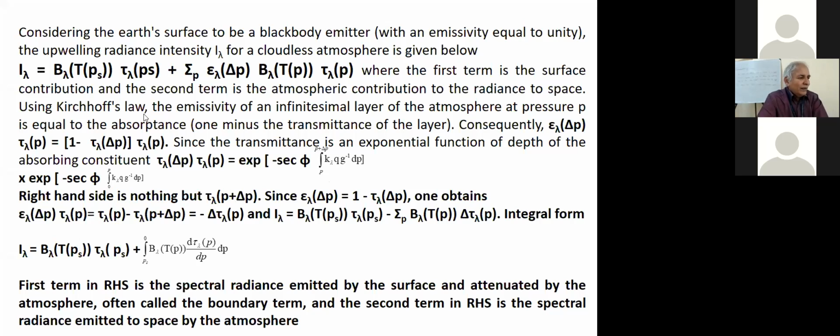So I have multiplied these two products and got transmittance at P plus delta P. Another thing is tau lambda P. Multiplying these two, I'm going to have tau lambda P minus tau lambda P plus delta P. This is nothing but delta tau lambda P. So the product of these two terms just gives me minus delta tau lambda. So in integral form, if I replace this summation, I get this upwelling radiance intensity for a cloudless atmosphere. This is the amount of radiance intensity that is received by the radiometer.